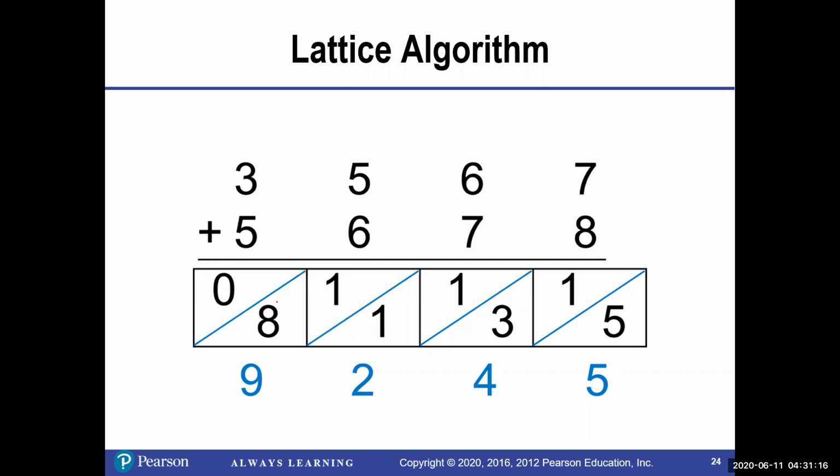Now when you're done, you come down here, and then you write 5, and then you add this. 3 plus 1 gives you 4. 1 plus 1 gives you 2. And then 8 plus 1 gives you 9. And that is how you do the lattice addition.